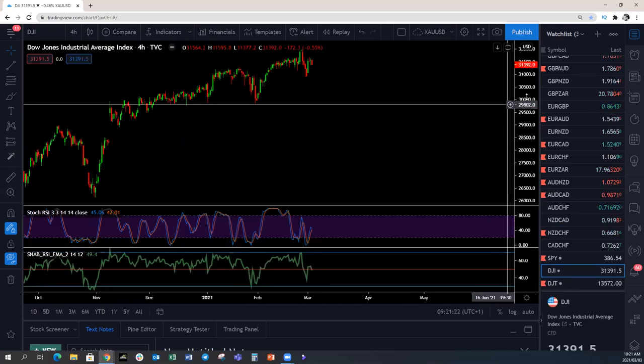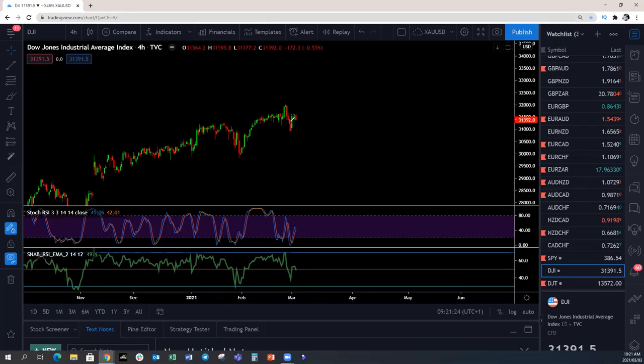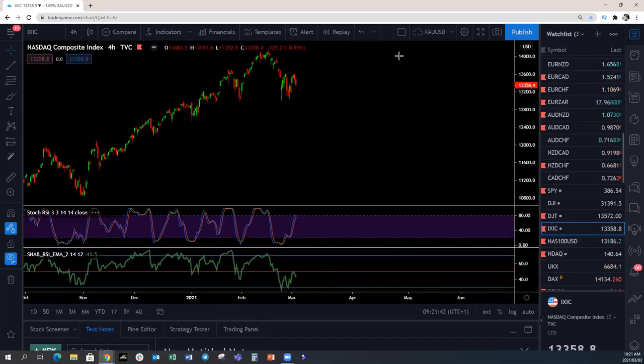Dow. Let's see what corrective structure we're going to get here on the Dow. But I'm still expecting continuation to the upside. Very slow structures, slow moves currently. The Nasdaq, again another impulse move down, correction. We'll expect this one before resumption of the move to the upside.